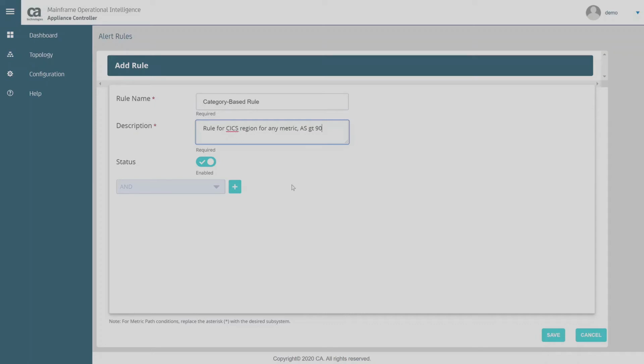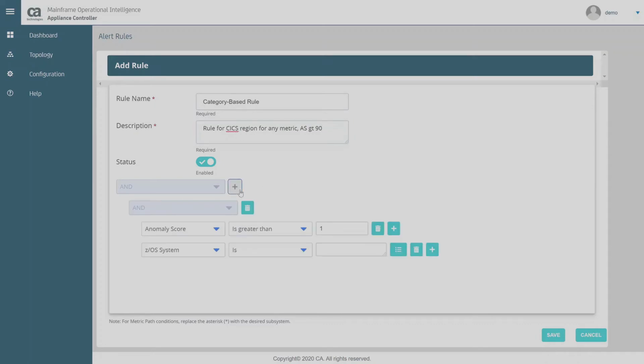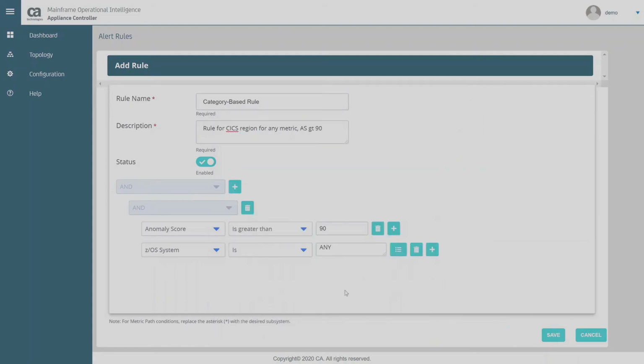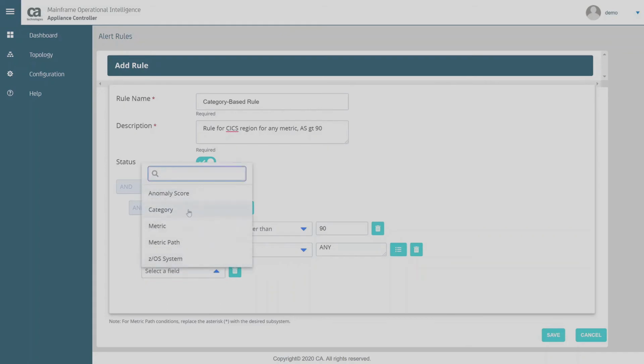Now she clicks the plus sign to begin entering the conditions for the rule. She chooses Anomaly Score and sets it to a value greater than 90. She sets the next condition to ZOS System. She sets the operator to Is, then clicks the list icon to get a list of available ZOS systems. This time she sets the value to Any, so any ZOS systems are covered by the rule.